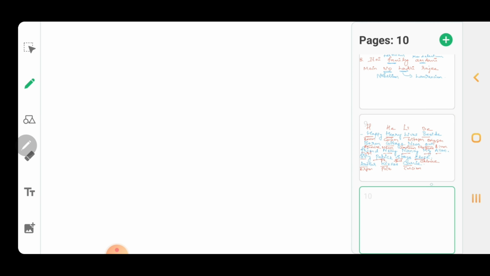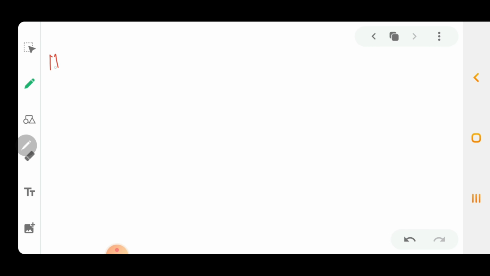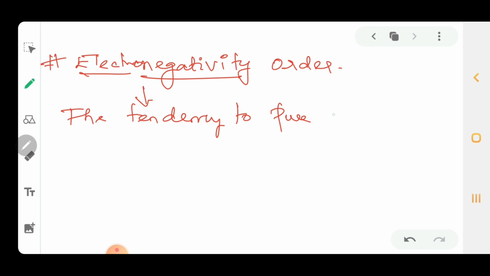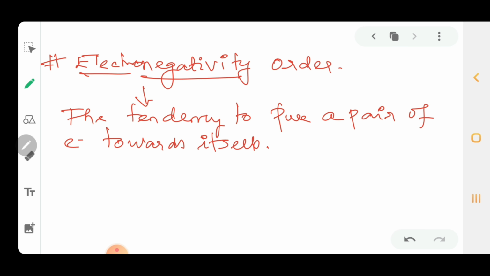Now we will be moving to the next trick, that is to remember our electronegativity order. Okay, what do you mean by electronegativity? We all know the tendency to pull a pair of electrons towards itself is called electronegativity.